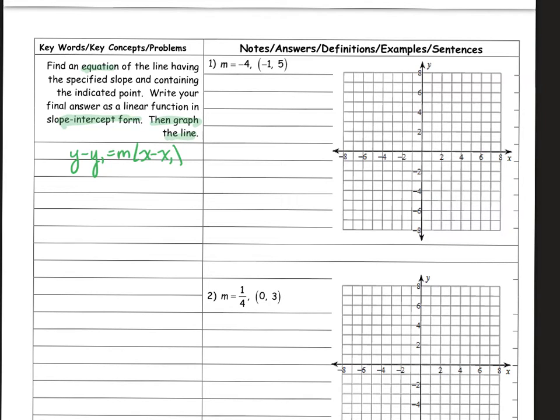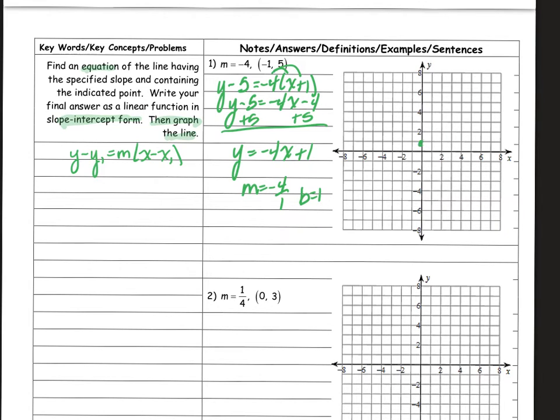And so then we've got y minus 5 equals -4 times x plus 1. And then to get it in slope-intercept form, I need to get rid of the parentheses, so I'm going to distribute. So y minus 5 equals -4x minus 4. Add 5. So I get y equals -4x plus 1. Okay? So my slope is -4/1, which we already knew, and my y-intercept is 1.